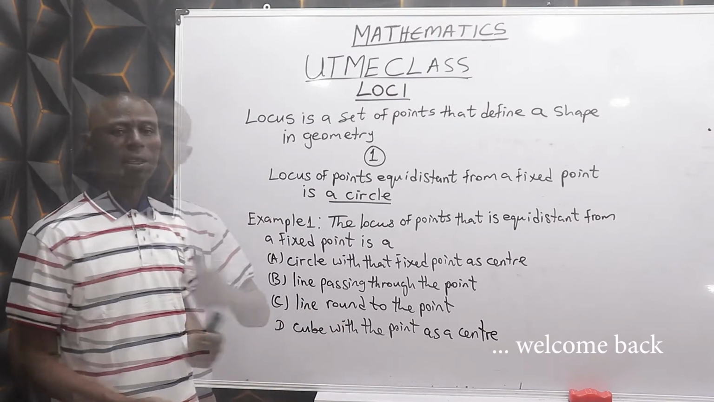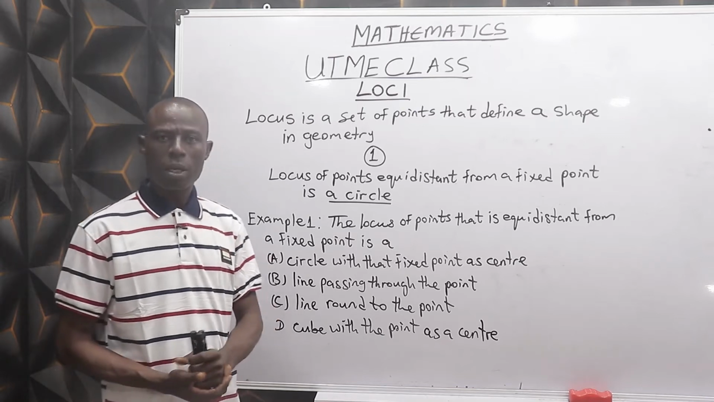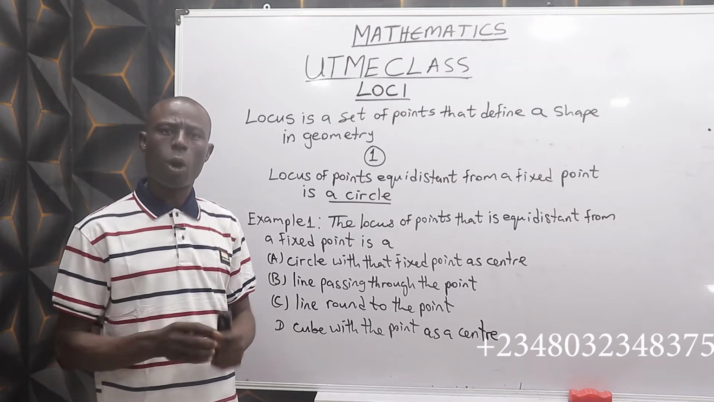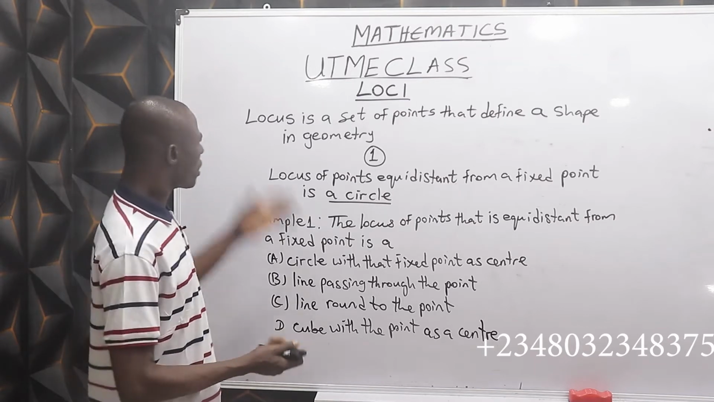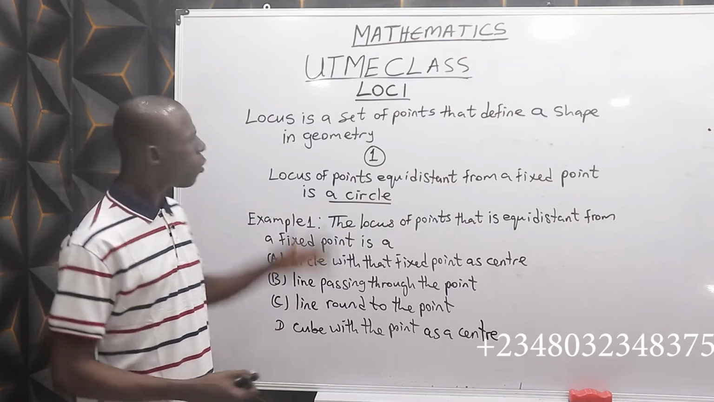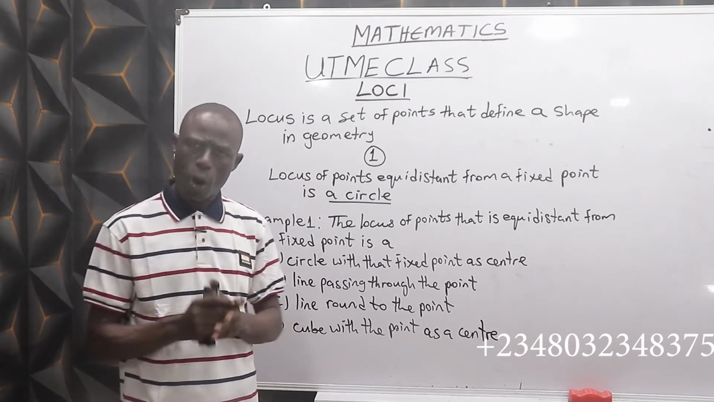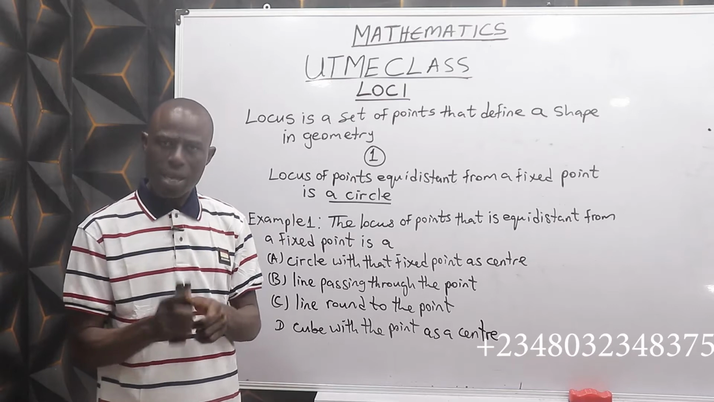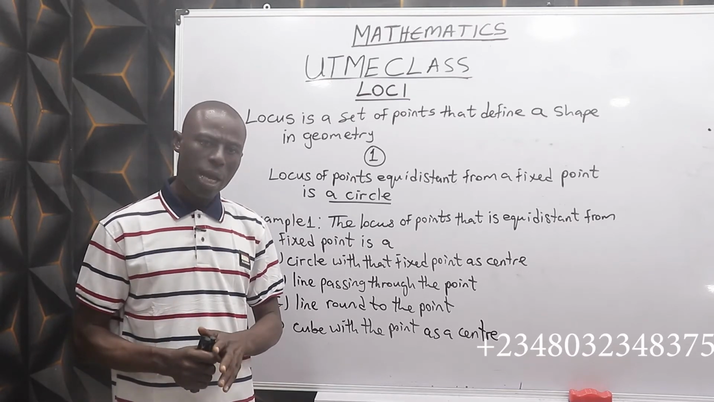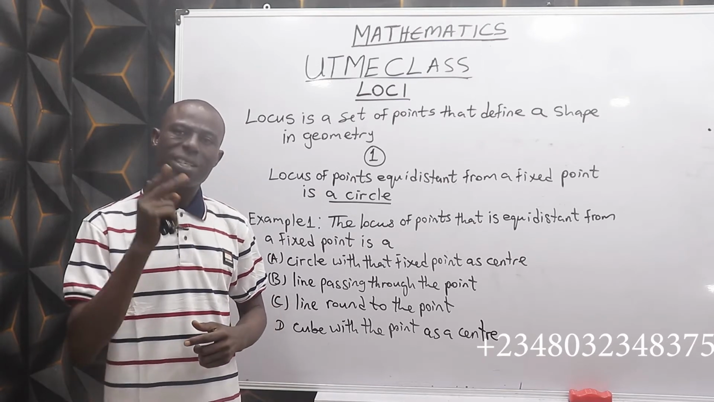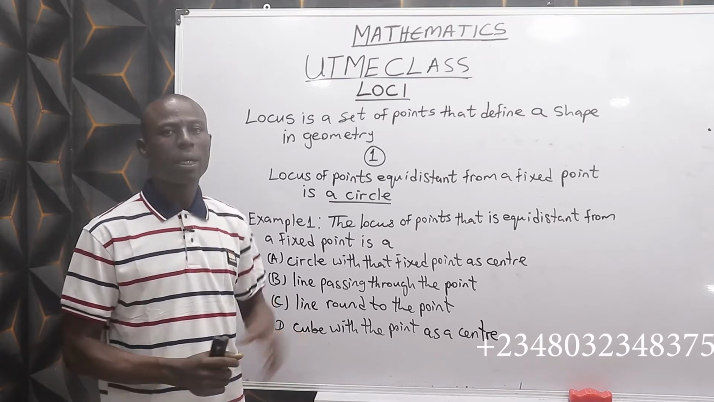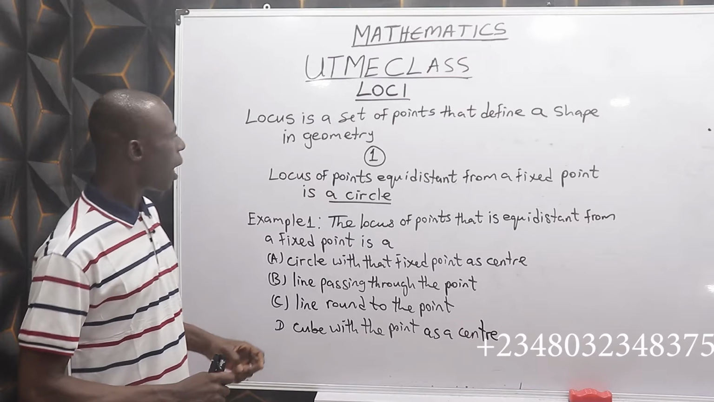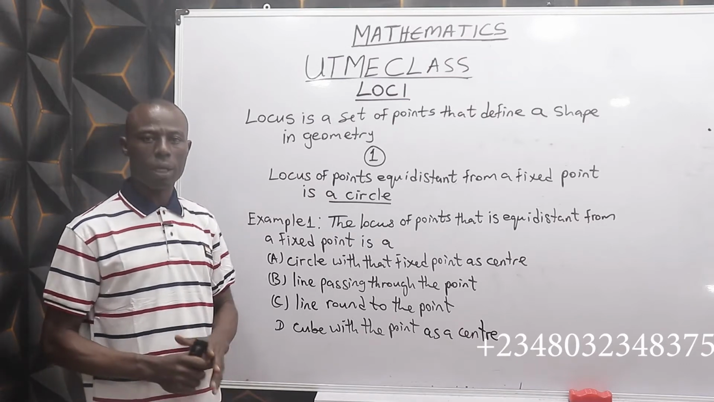Today we are going to an important topic in UTME. The topic is loci. Loci is the plural form of locus. And what is a locus? By the way, a locus is a set of points that form a shape in geometry. And I'm going to take you through 6 different loci in this lecture. Let's follow and look into them one after the other.